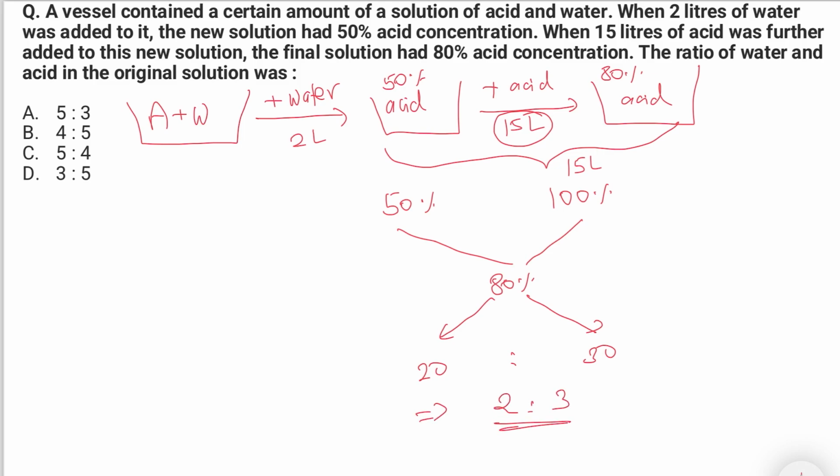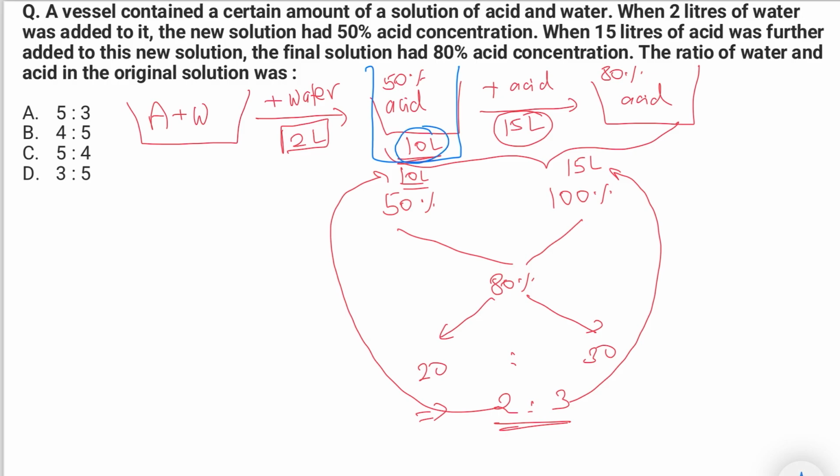So the ratio in which we have mixed the two solutions is 2:3, but 3 is nothing but 15 liters. So 2 is nothing but 10 liters, right? 3 5s are 15, so 2 5s are 10. So after adding 2 liters of water, we have a 10 liter solution. Now in this solution, we have 50% acid. In this solution, 10 liters is the content and 50% is acid. So in this second mixture, we have 5 liters of water and 5 liters of acid. And this 10 liters is obtained by adding 2 liters of water, right?